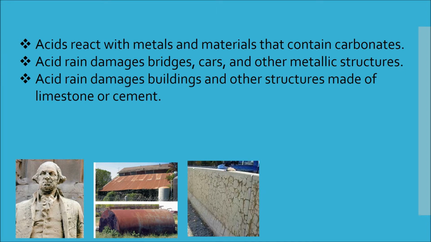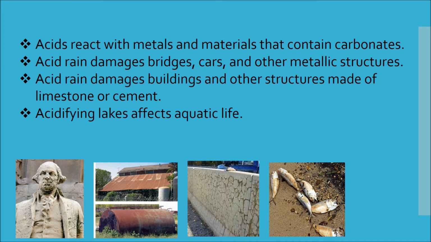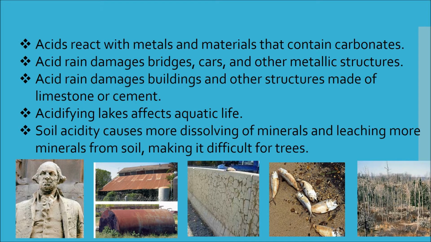Acid rain also damages buildings that are made of limestone and cement, and it will acidify our lakes and affect our aquatic life. And again, it will cause a dissolution of minerals and leaching minerals from the soil, making it more difficult for trees.